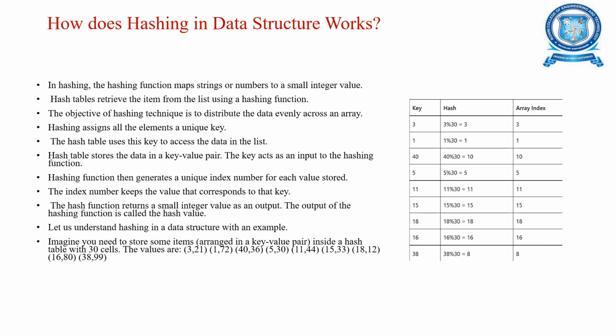The hash function is 3 modulus 30, that is 3. So the array index is 3. 1 modulus 30 is 1. So 1 is the array index value. Likewise we have calculated for all the values. 38 means 38 modulus 30, that is 8. So the array index is 8.